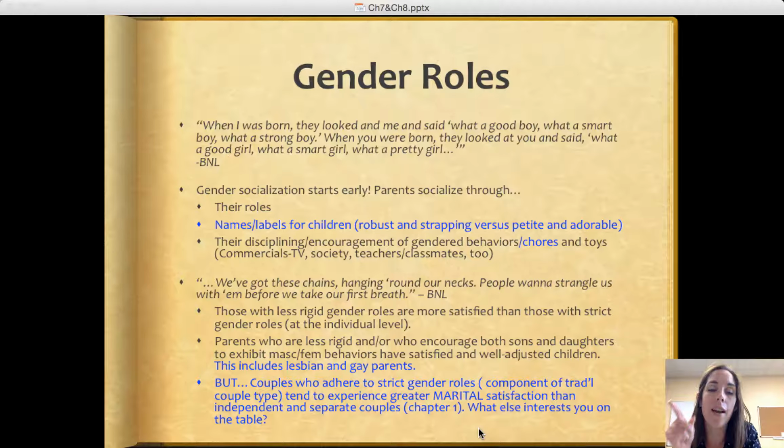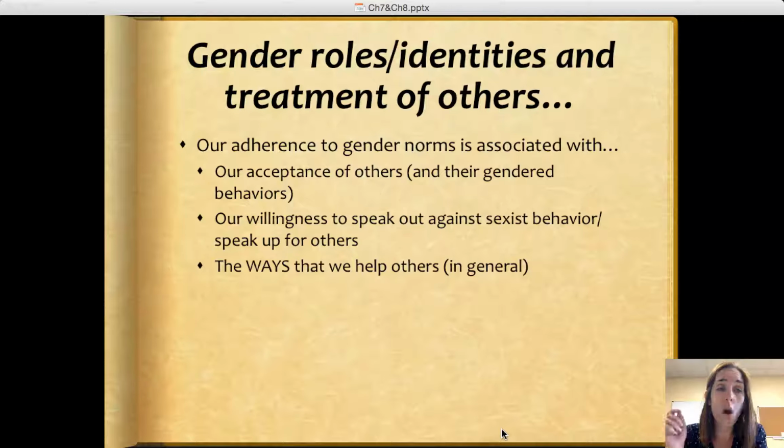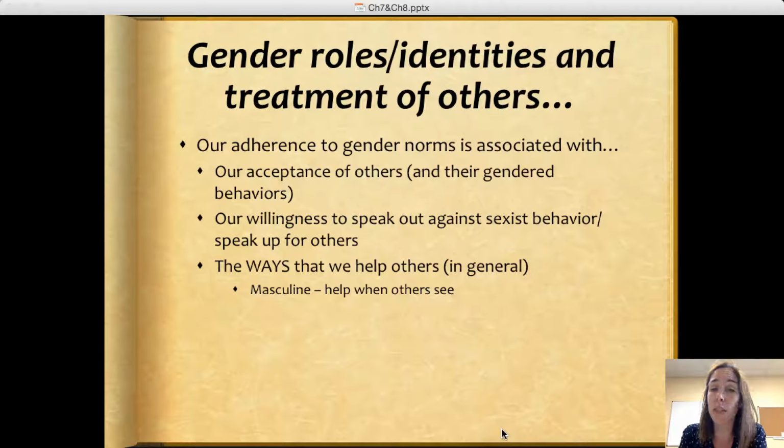We do see that our gender norms are associated with how much we accept other people: less rigid gender norms, more acceptance of other people, and more willingness to speak out against sexist behavior and speak up for other people. Also, in the ways that we help others, generally speaking, the more masculine style tends to help others in public when other people are seeing it, and the more feminine style is more discreet, the anonymous donors and that kind of thing. So if you're high in both, you probably like giving in both ways.